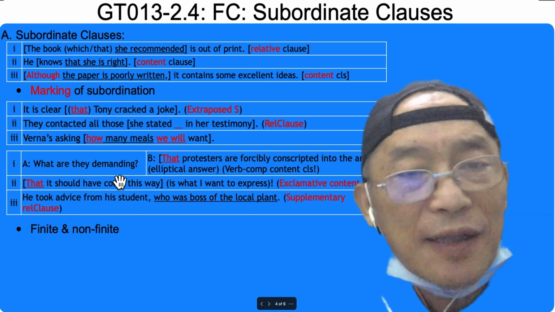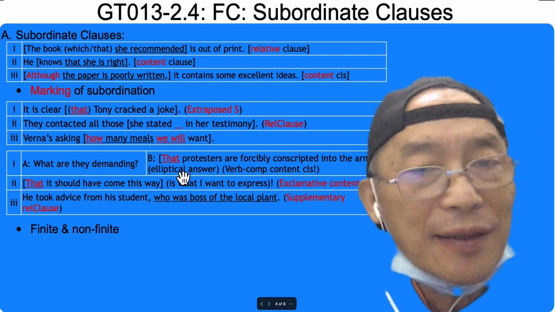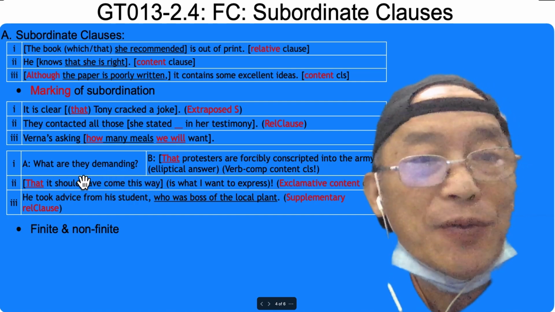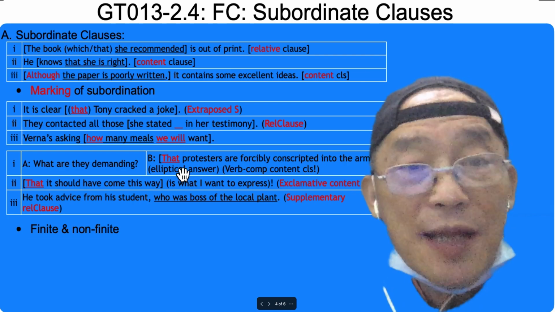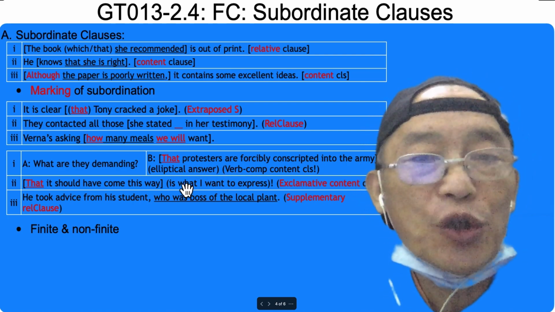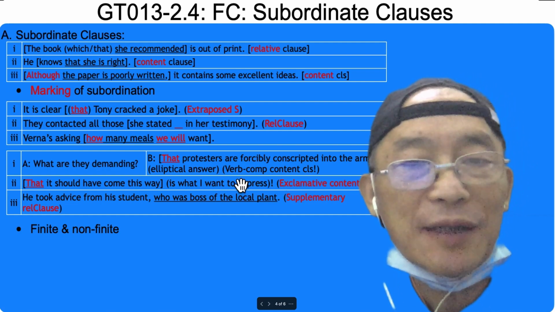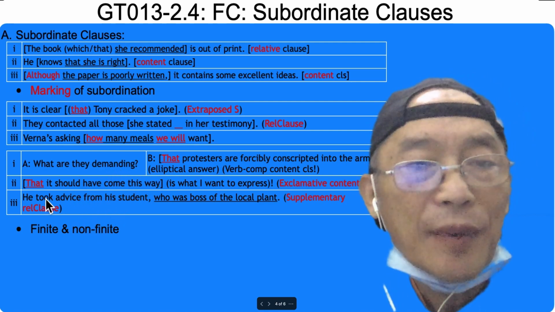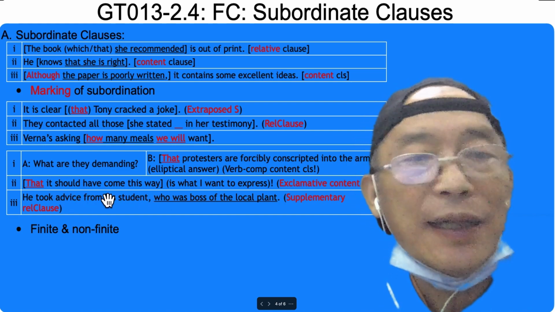And demand is not that long, so the subordinator that is sometimes optional, but if you omit this part, they demand, if you omit this part, then you've got to use that. It's an elliptical, shortened answer. The verb complement content clause. Yeah, the verb is currently missing. That it should have come this way.